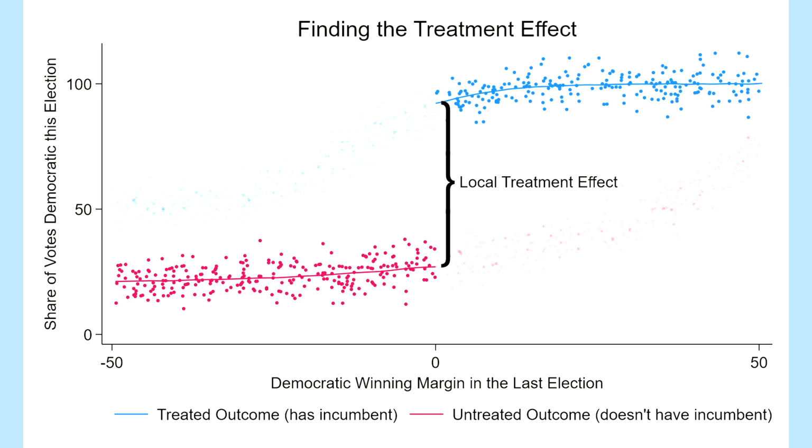The regression discontinuity method gives you just that. There should be no meaningful difference between elections just to the left of this line and elections just to the right of this line. On average, they should be the same. The only meaningful difference is that just to the left, the Republicans won, and just to the right, the Democrats won. And so by comparing them, we can get a sense of the incumbency advantage and its effect on the share of votes that will be Democratic in this election.